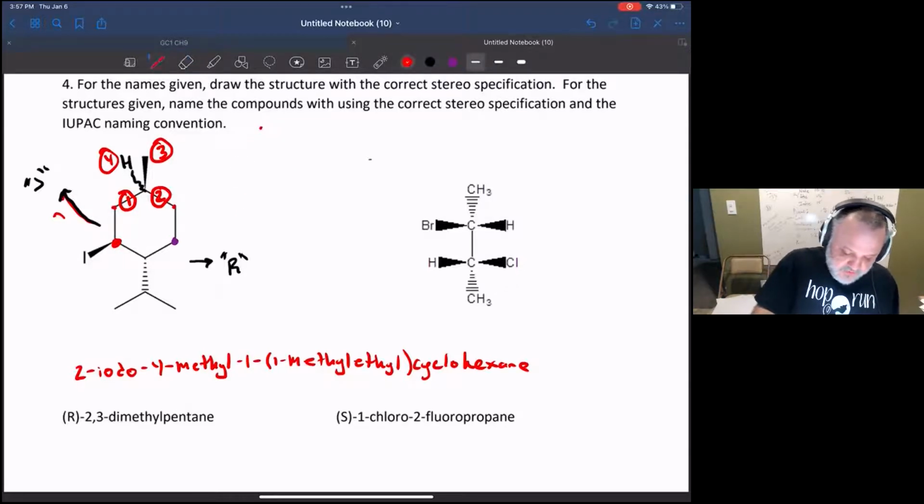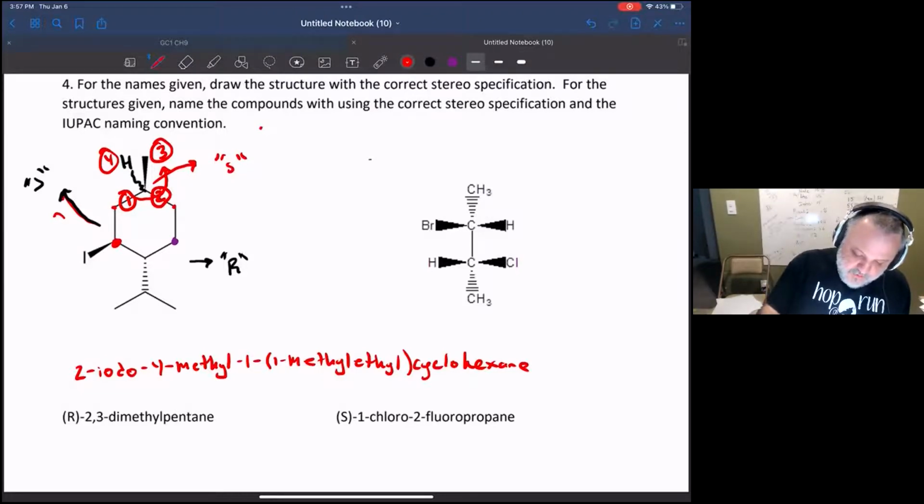So what's the configuration? It's 1, 2, 3. That's a counterclockwise direction. And so I've got an S configuration there, and the lowest priority group is pointing away from us. So what do I end up with? What are the stereo configurations of those different spots? So the methyl ethyl group is R, so I got 1R. The iodo group is S, so I've got 2S. And the methyl group, the top position, is S, so I have 4S there.